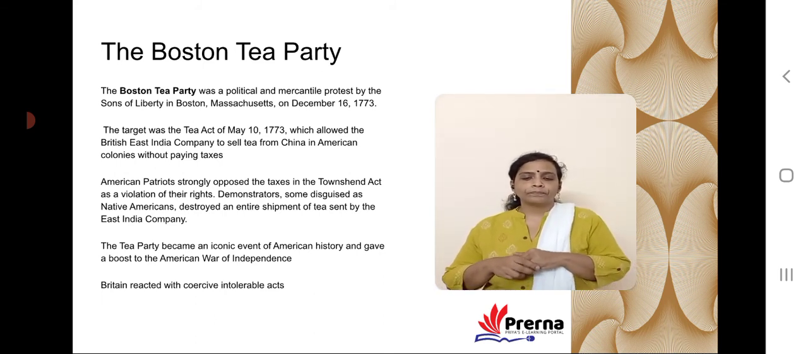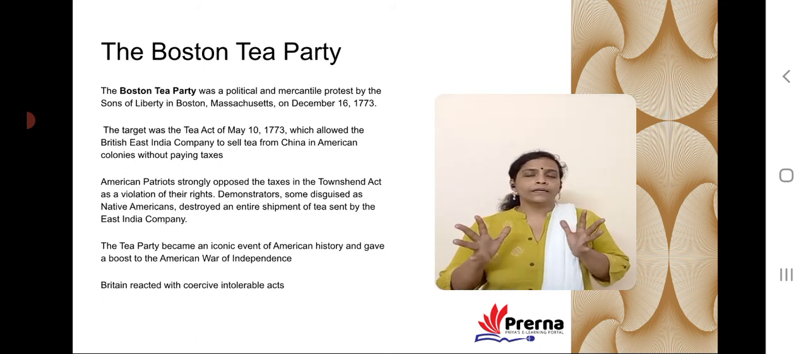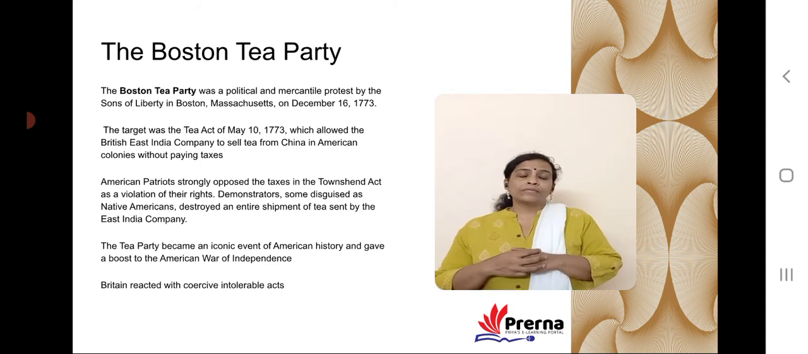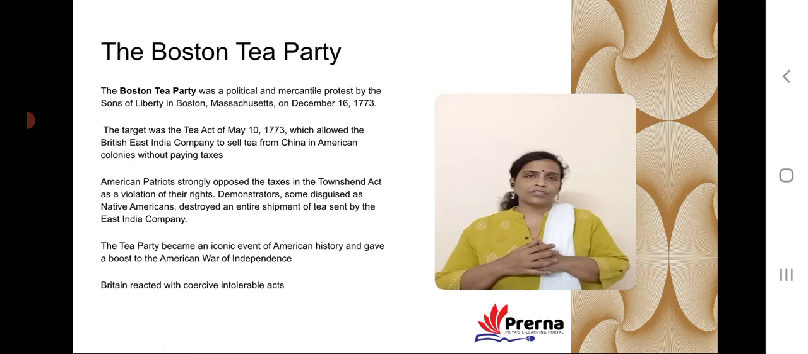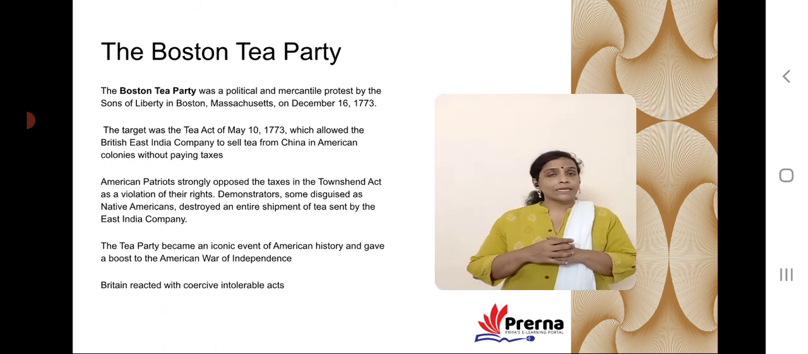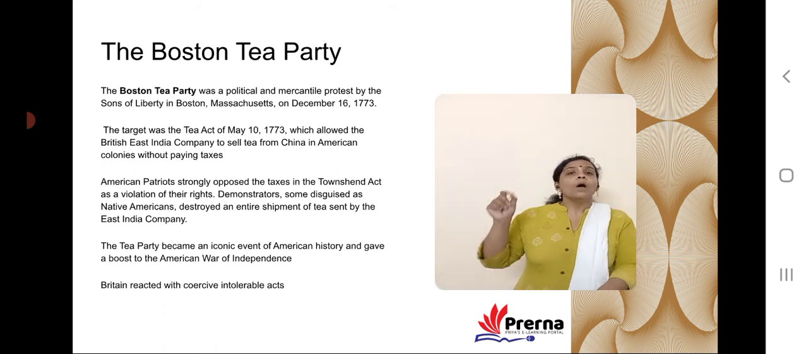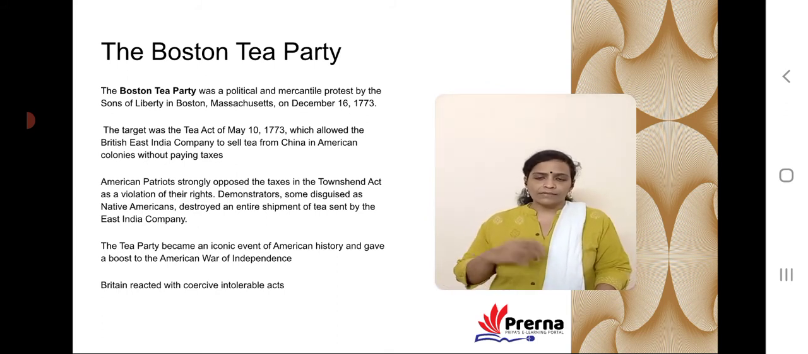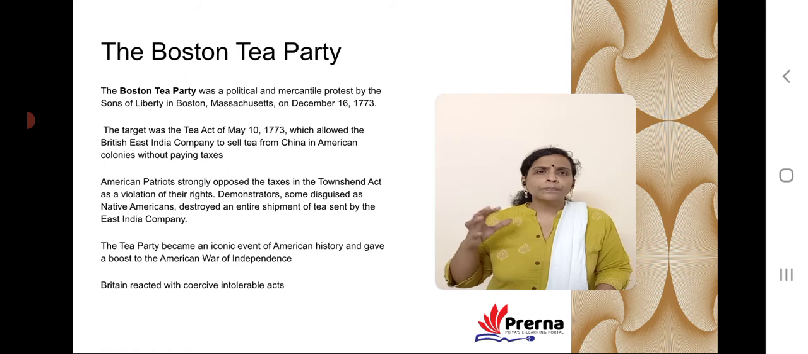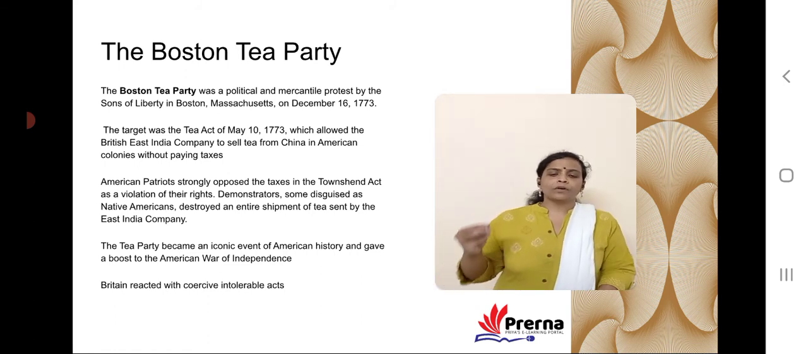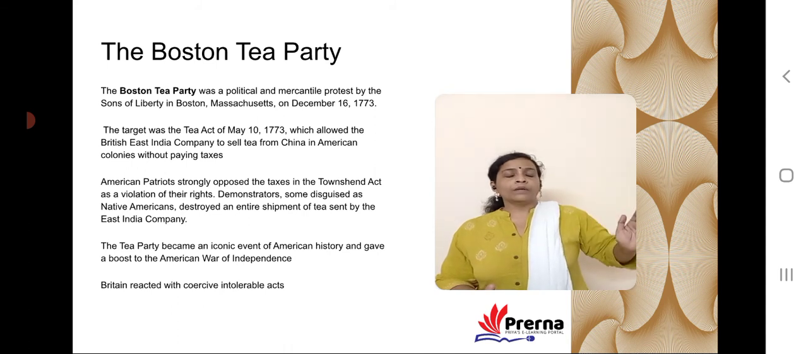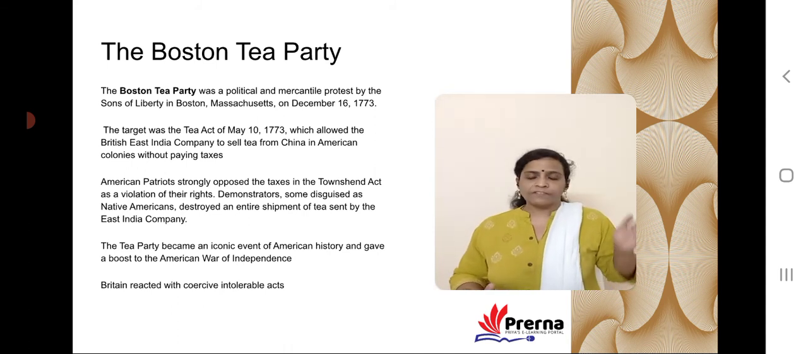So this was actually a kind of move which was initiated by the members of the secret organization, the Sons of Liberty, and this happened at Boston in Massachusetts. This particular incident happened on December 16, 1773. Now they wanted to protest against the Tea Act of 1773.